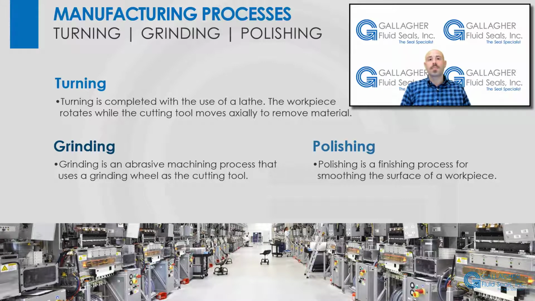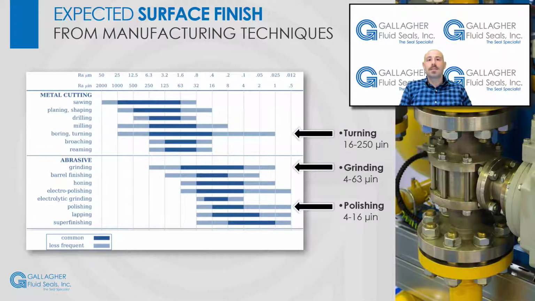The first manufacturing process we will discuss is turning, which is completed with the use of a lathe where the workpiece rotates while the cutting tool moves axially to remove material. Next is grinding, which is an abrasive machining process that uses a grinding wheel as the cutting tool. And the final process that we will discuss is polishing, which is a finishing method to smooth the surface of a workpiece.